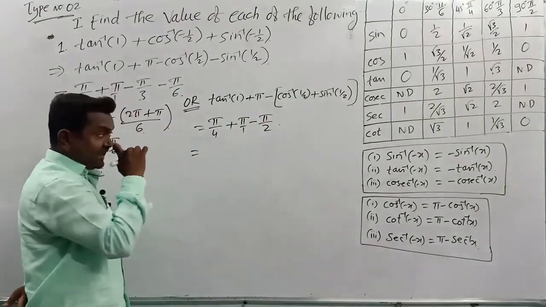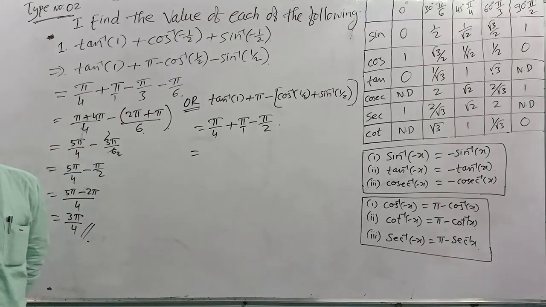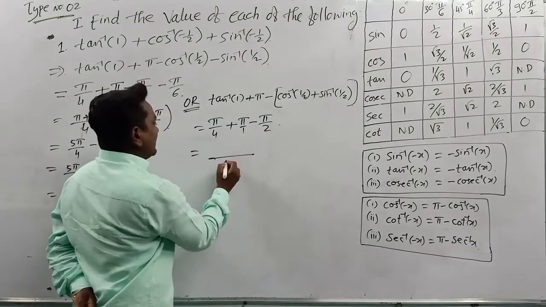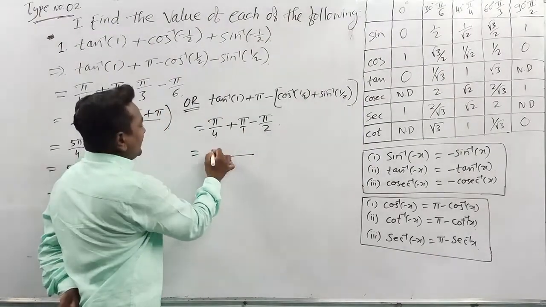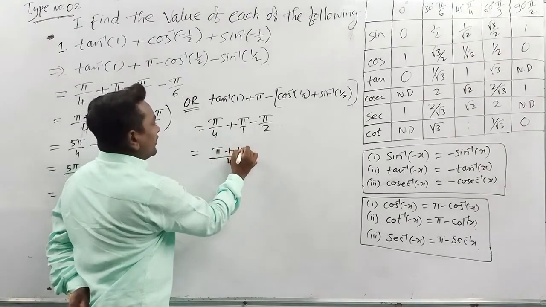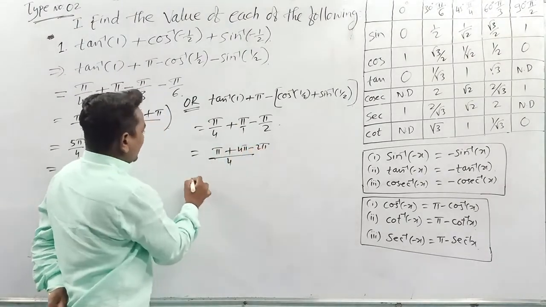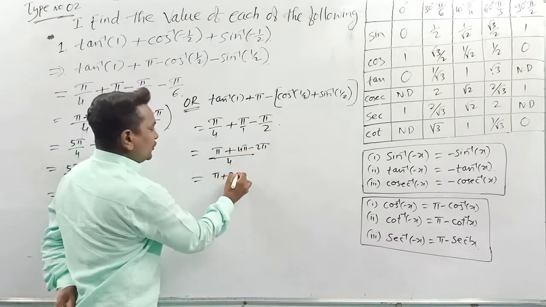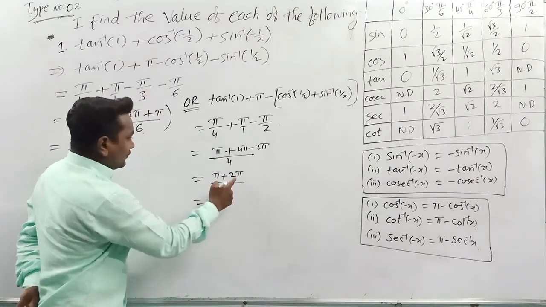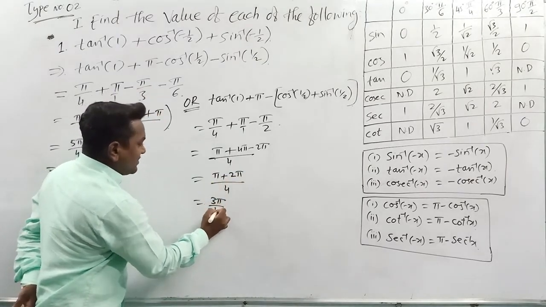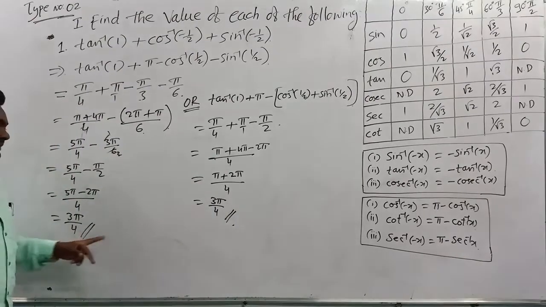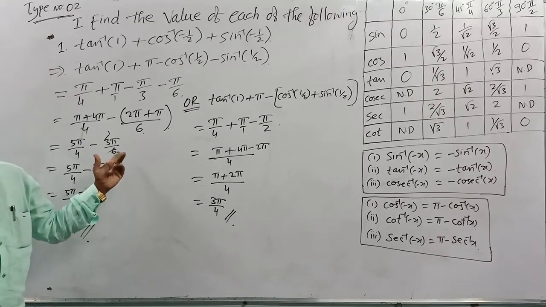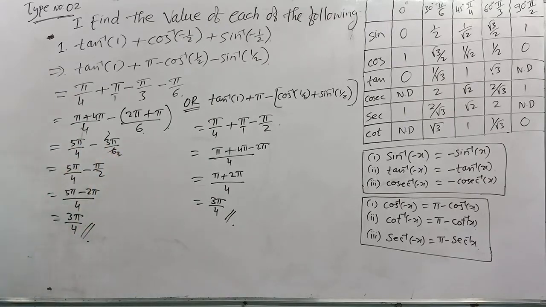Now the denominator is nothing, means 1. So take down the LCM in the denominator. 4, 1, 2, means its LCM is 4. 4 gets cancelled, we get pi plus 4 pi minus 2 pi. Again simplify, pi plus 4 pi minus 2 pi, we get 2 pi upon 4. Now 2 pi plus 1 pi, 3 pi by 4. Same 3 pi by 4. We can do it by using the property and also without using the property.